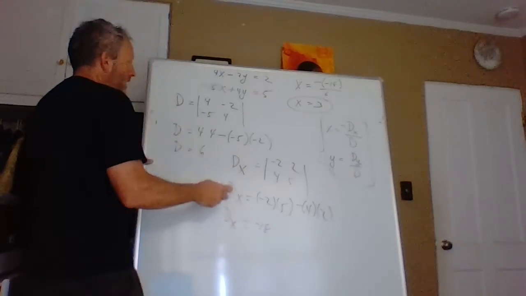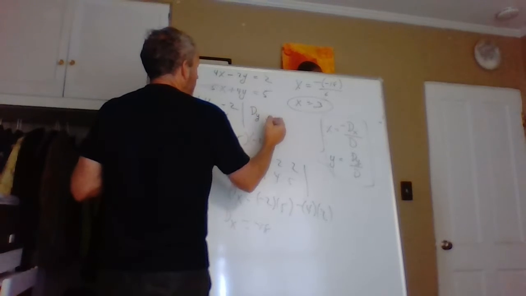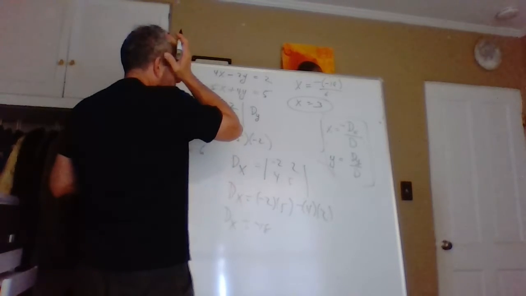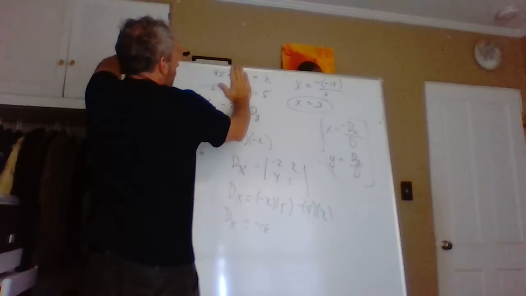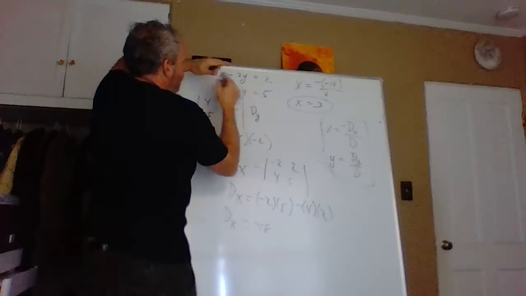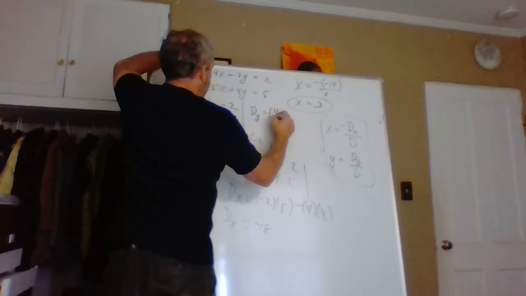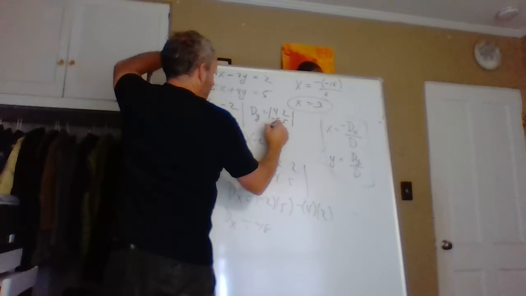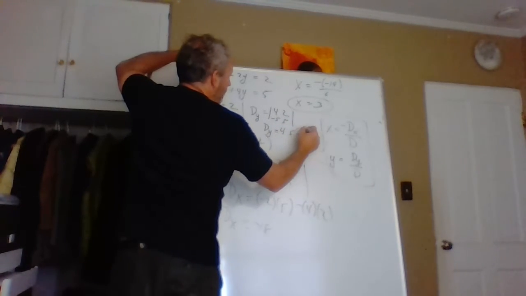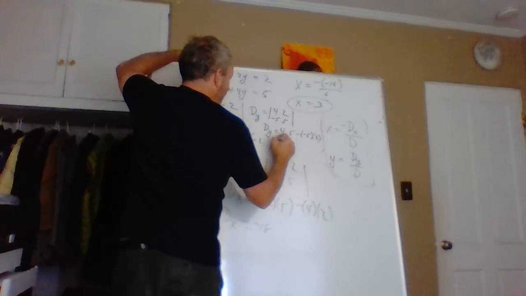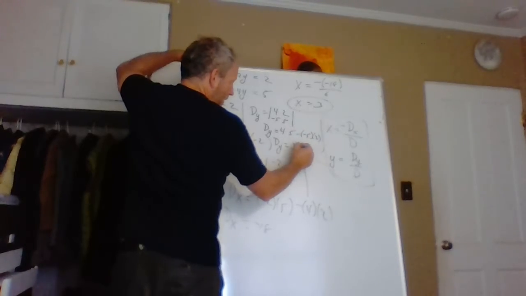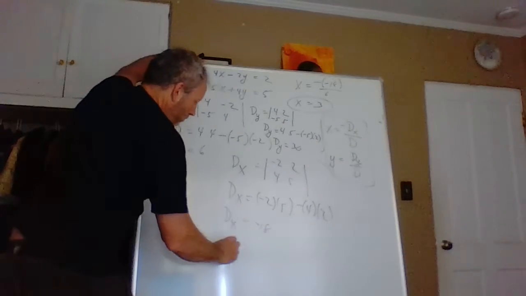Now to get y, we just have to get D sub y. So the determinant for the y column. Get rid of y. What do we have left here? Let me make sure I don't cover up anything I'm not supposed to. There we go. So 4, 2, negative 5, 5. Okay, I'll write the whole thing down here. So 4 times 5 minus negative 5 times 2. This is 20 plus 10. So this is 30.